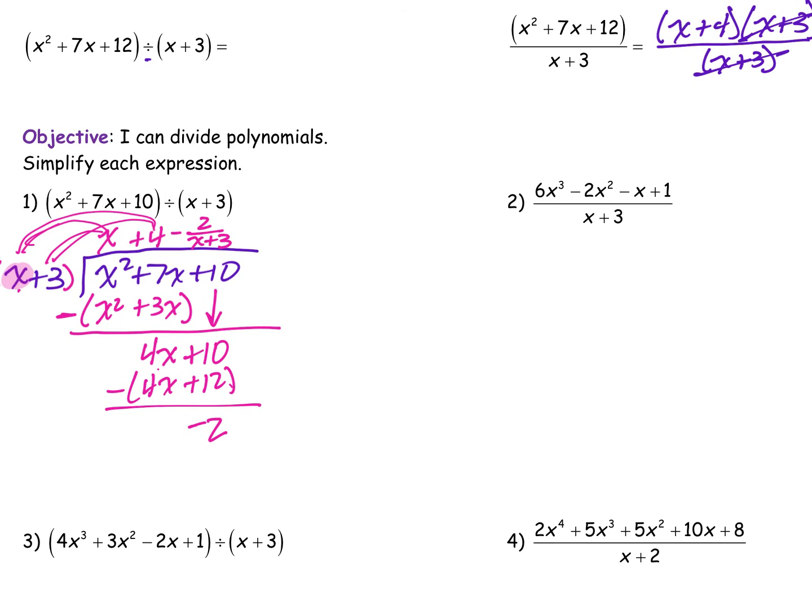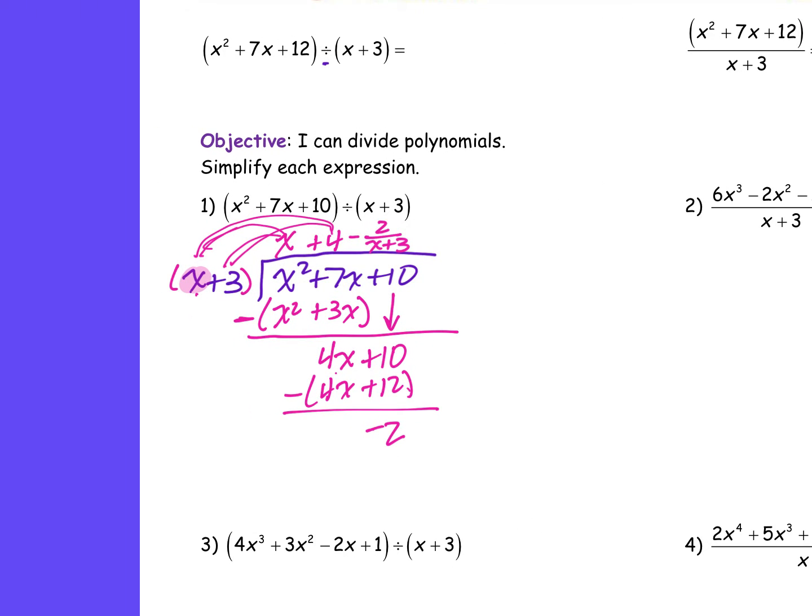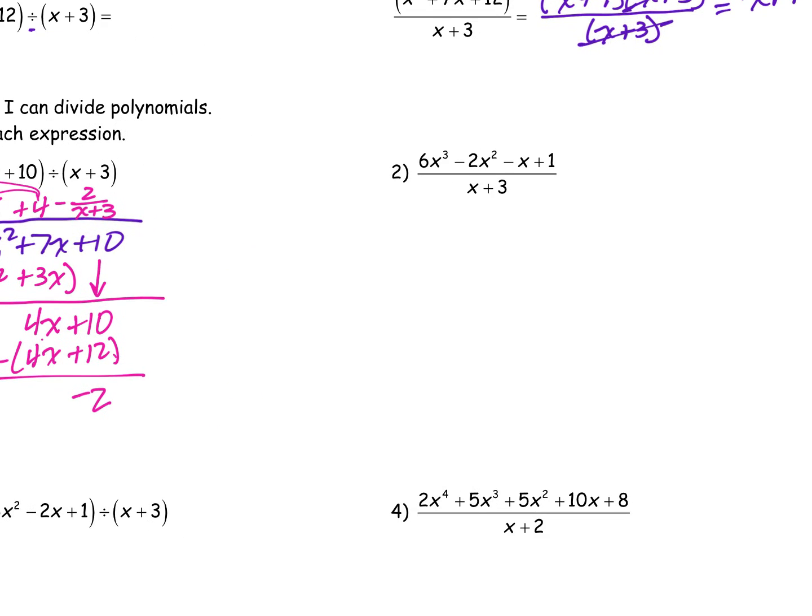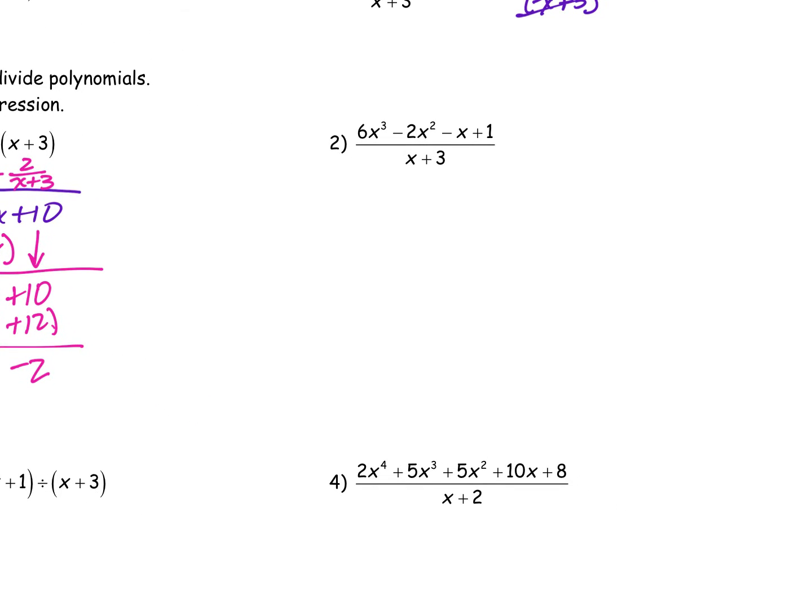You can do long division, and it works no matter what. It works when I have a number. If it was 2x plus 3, I can do it that way. If it's x squared plus 2x plus 3, I can do long division that way. It works any way. So what if we do not get a remainder?